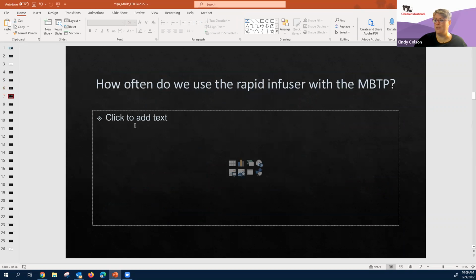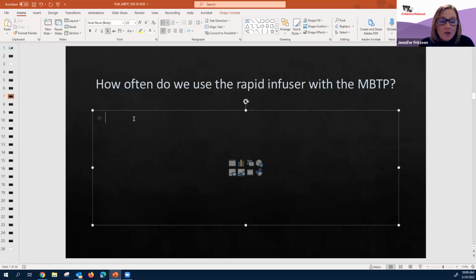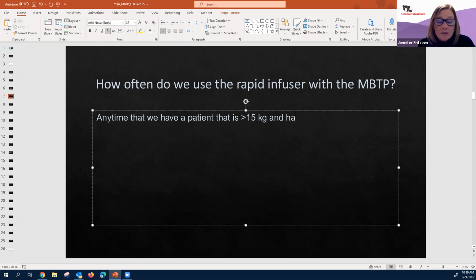Okay. How often do we use the rapid infuser with the massive blood transfusion program? We should be using it anytime you have a patient that's greater than 15 kilos and truly needs it and is hemorrhaging. Definitely use it if you're unstable and you're hemorrhaging, but even if you're in that compensated hemorrhagic shock, consider using that rapid infuser, because volume sooner is what the kid needs. And so the sooner we can get that volume in, and we can get ahead of the bleeding, the better. But also remember, stop your bleed is always your first.